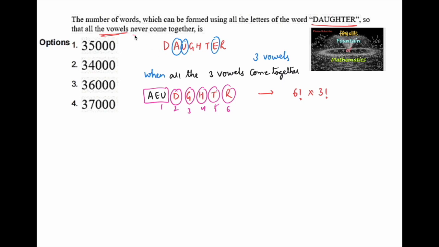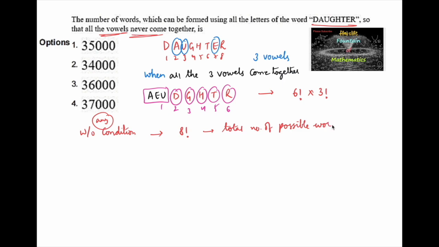But the question is all the vowels never come together, so we have to consider the complementary case. Without any condition, the total number of arrangements of the word daughter: there are 8 letters, all different, so we can arrange in 8 factorial. So this is the total number of possible words without any condition. So we have to take the complementary, that is minus.